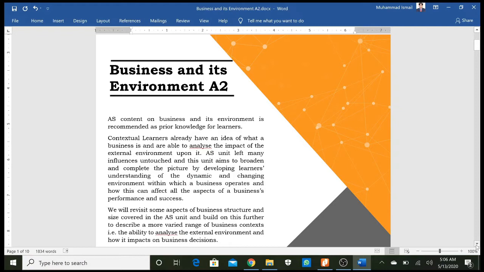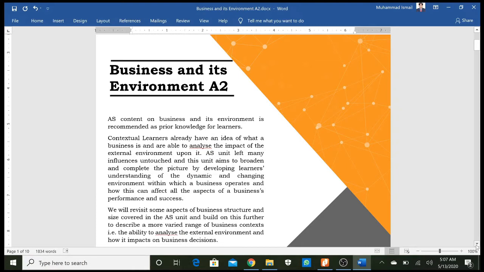you already have an idea. It means, depending on your previous AS studies, you already might have an idea about what a business is, and you will be able to analyze the impact of external environment upon it. When we say external, it means the government, the macroeconomic variables, etc.